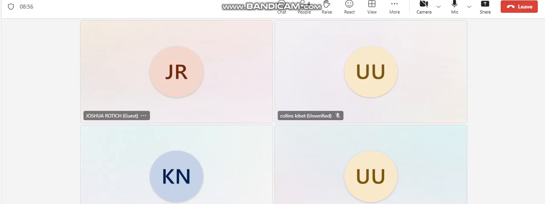The sixth one, we have an indicator. An indicator is a substance used to signal the endpoint of titration. It often changes color when the reaction is complete. We have some examples like phenolphthalein, methyl orange, and so many others.